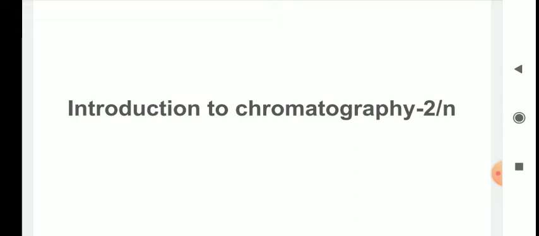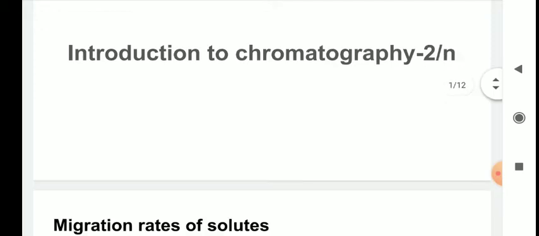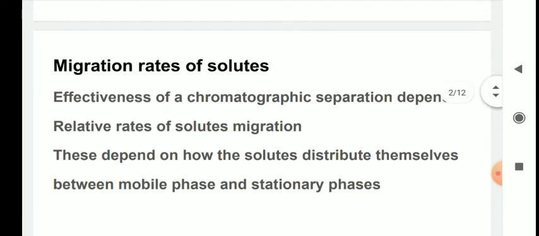Now, in the earlier part, we have seen that for separation, you require a column which has got a stationary phase, and you require a mobile phase, and the sample which you want to separate, you have to introduce into the column and elute the sample through the column. Now we have seen in the earlier part that the factors which are responsible for proper separation of the sample components of a mixture are the migration rates of the solutes and the zone broadening.